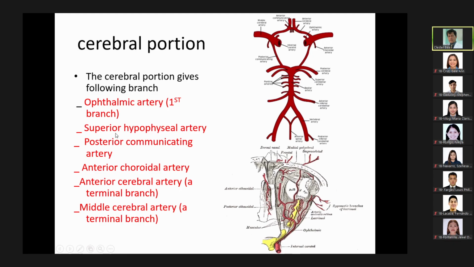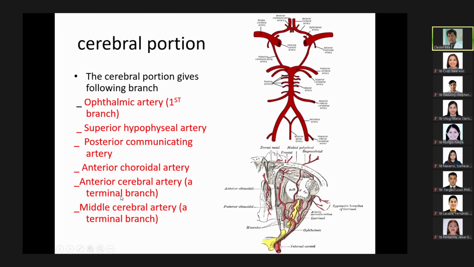Now the other branches, your superior hypophyseal, will go to the pituitary gland. Your posterior communicating artery will anastomose with the posterior cerebral artery. Your anterior choroidal, which is this artery here that goes backward, enters the inferior horn of the lateral ventricle and eventually forms your choroid plexus. And the terminal branches of your internal carotid artery are the middle cerebral and the anterior cerebral artery.